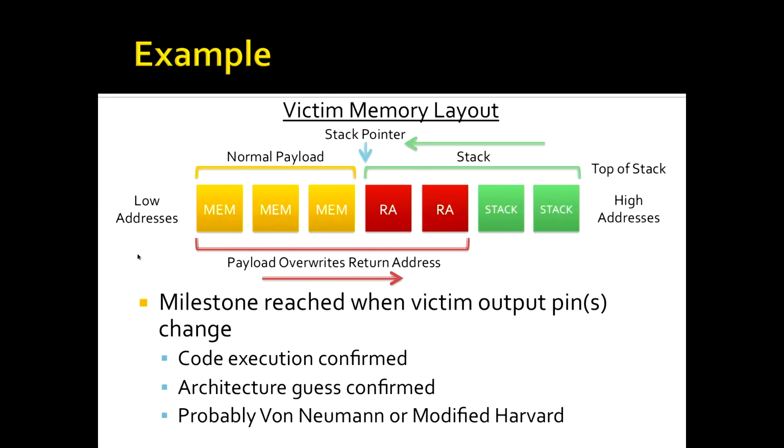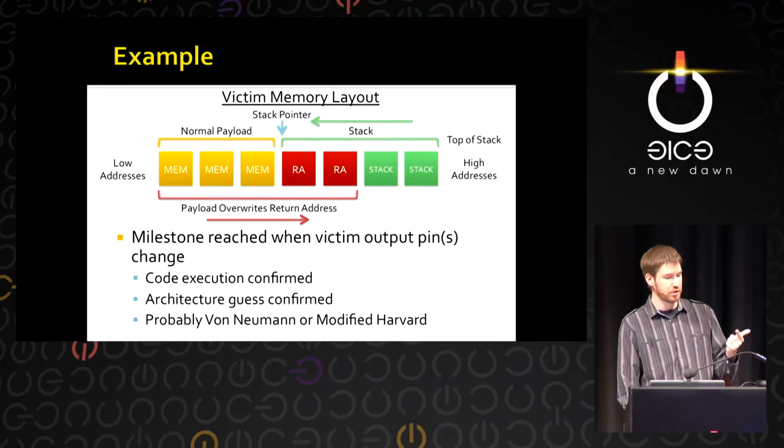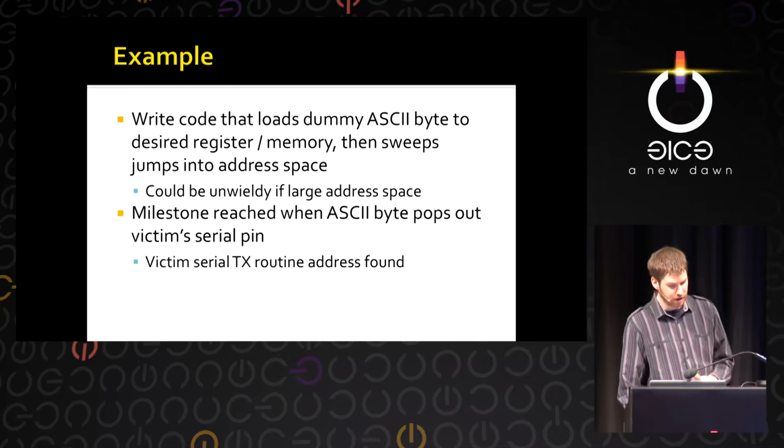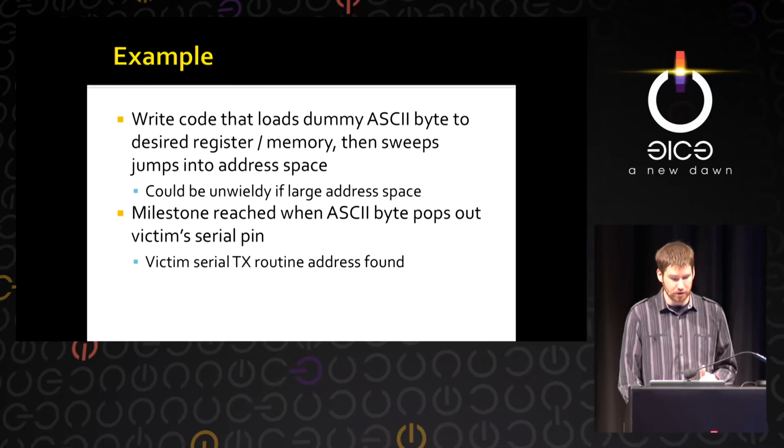So here's your typical layout of the victim's memory space. Your next milestone is where you actually have the output pin change: one of the pins on the device, either the I/O pin that you're talking to it on, or a different pin that might be bonded into the chip. If it changes value, now you've confirmed code execution. Your architecture guess is probably pretty good, because you wrote a little program in that target architecture of a few bytes to write to that low area. And it's probably von Neumann or modified Harvard that lets you do that. So now you're getting really close.